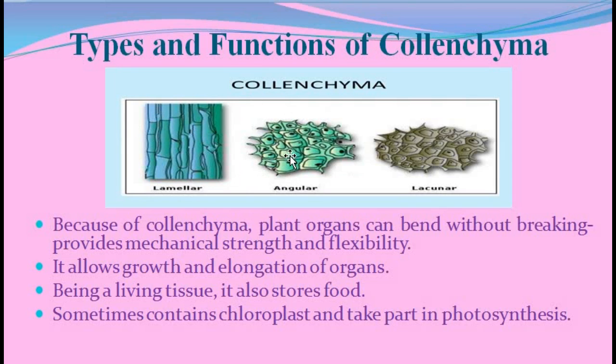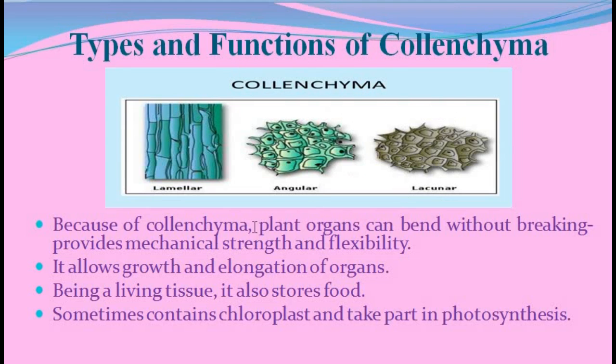In angular collenchyma, the thickening is at the angles. The thickening of pectin and cellulose is only at the angles. In the lacunar collenchyma, the thickening is at the space or lacuna. So these are the three different types of collenchyma based on the thickening pattern.